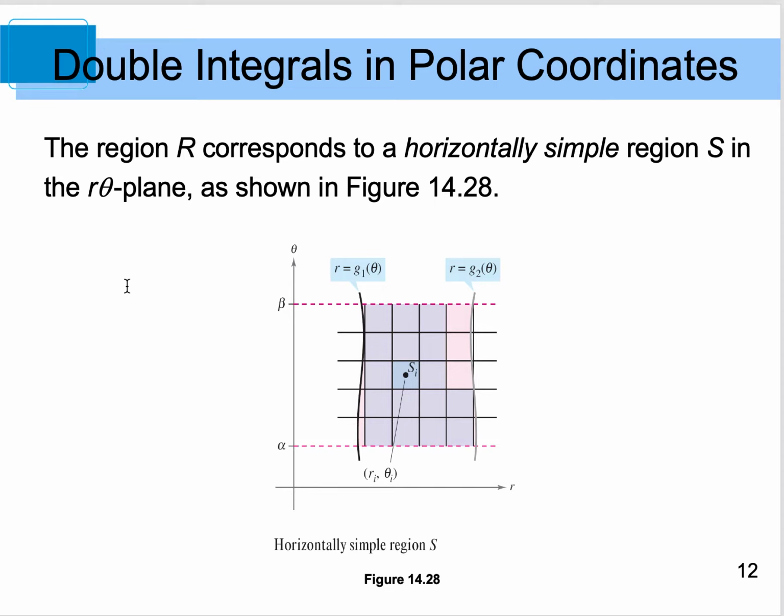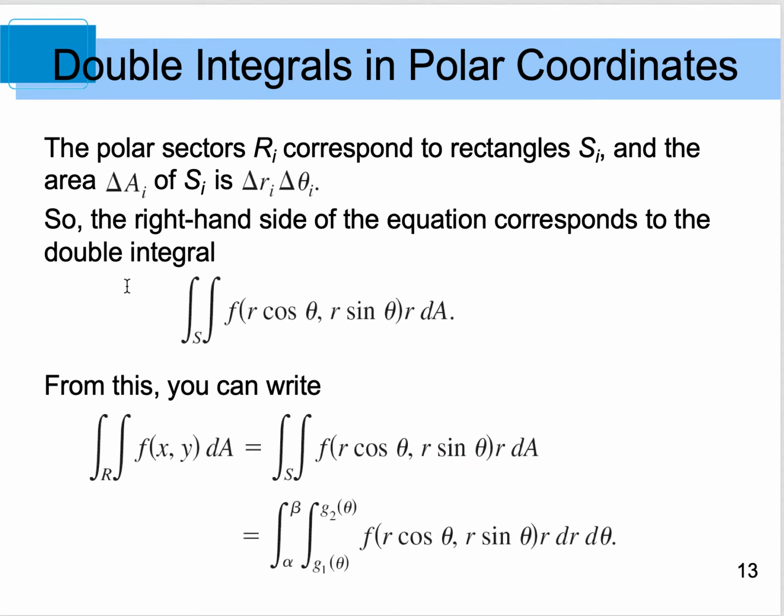Now, if I connect this to what I already did, let's look at this image and say, well, this is horizontally simple. I'm bounded by something on the left and the right, so it's horizontally simple. Because I'm in polar, I can't have the dx on the outside of the parentheses. I have to do something a little bit different. So in this case, my dA is on the outside of the parentheses.